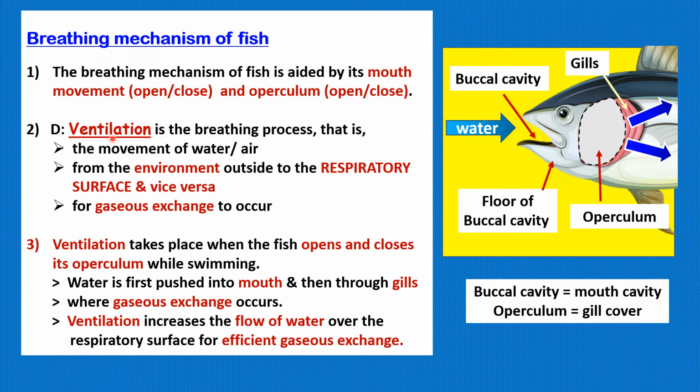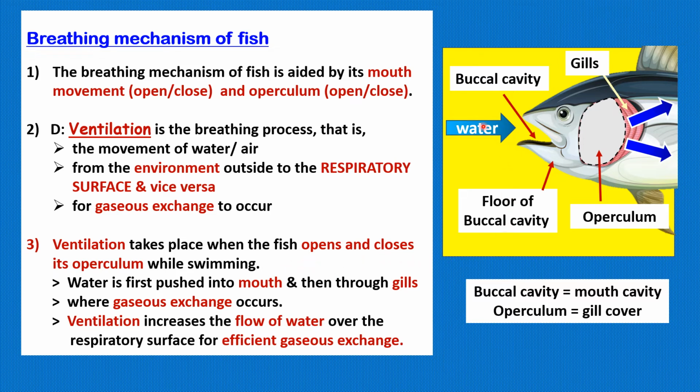So we need to know this term, ventilation. What is ventilation? It is the breathing process. That is the physical movement or circulation of water, or even of air for land animals. So it's the physical movement of water from the environment outside to the respiratory surface, which are the gill filaments here, and vice versa. That means when water is pushed out back into the environment from the fish. And ventilation causes gaseous exchange to occur, whereby oxygen diffuses into the gill filaments and carbon dioxide diffuses out, right? So ventilation takes place when the fish opens and closes its operculum while swimming.